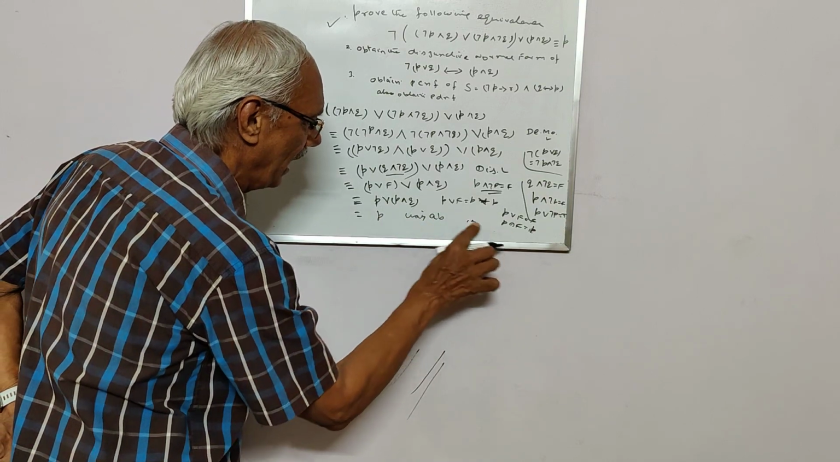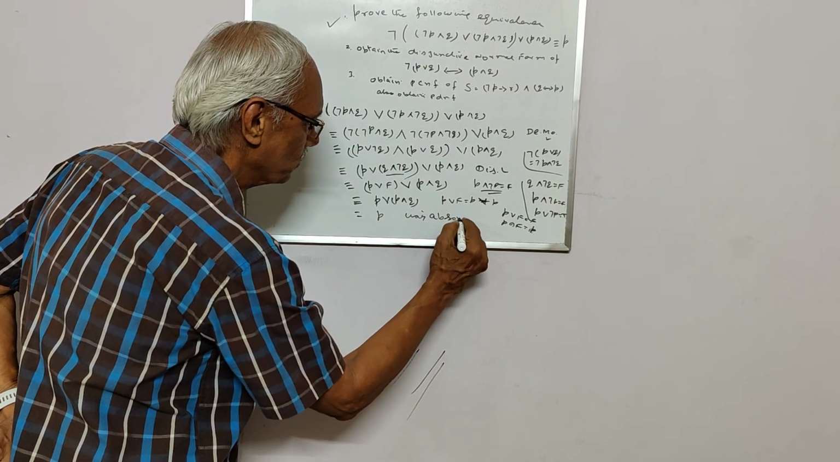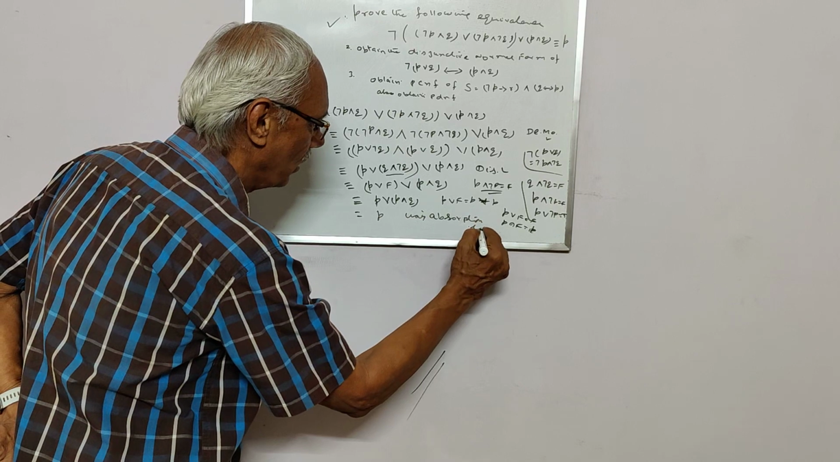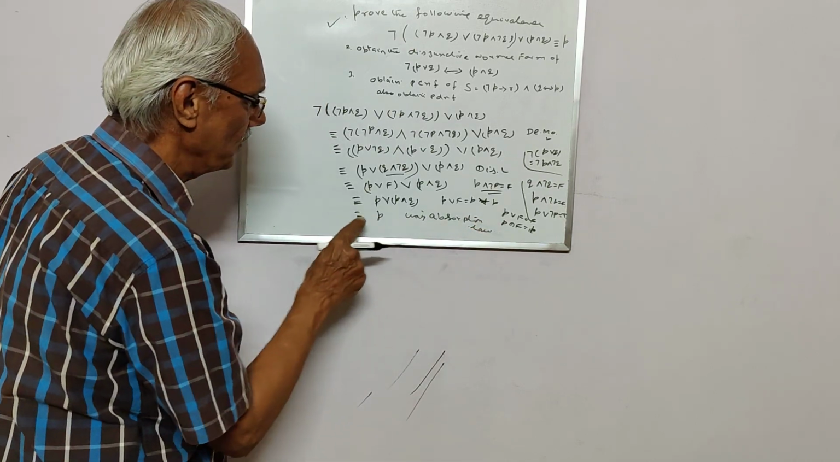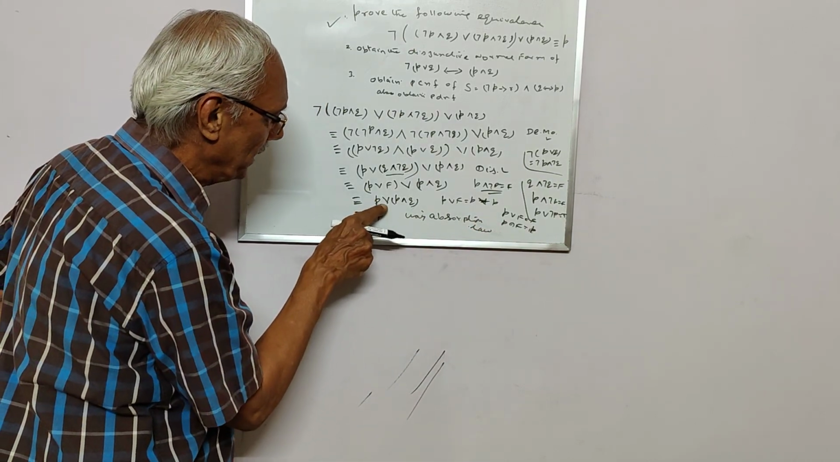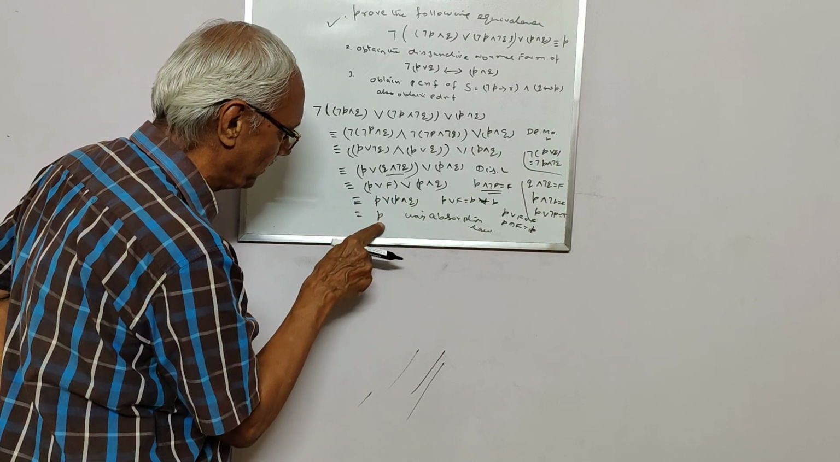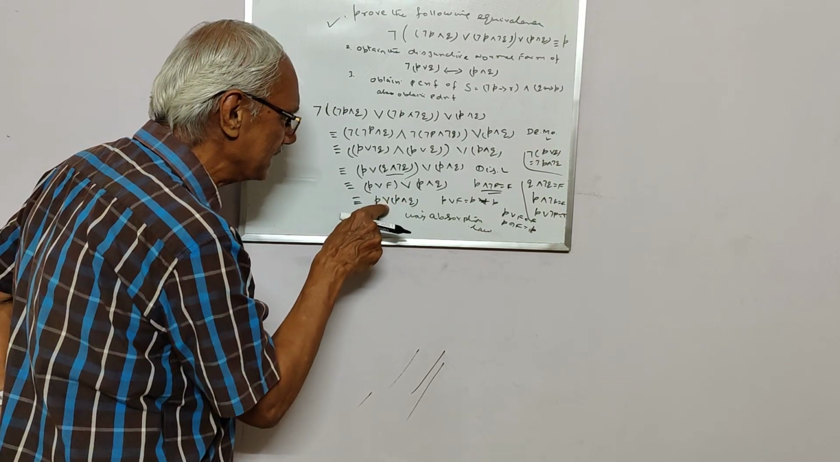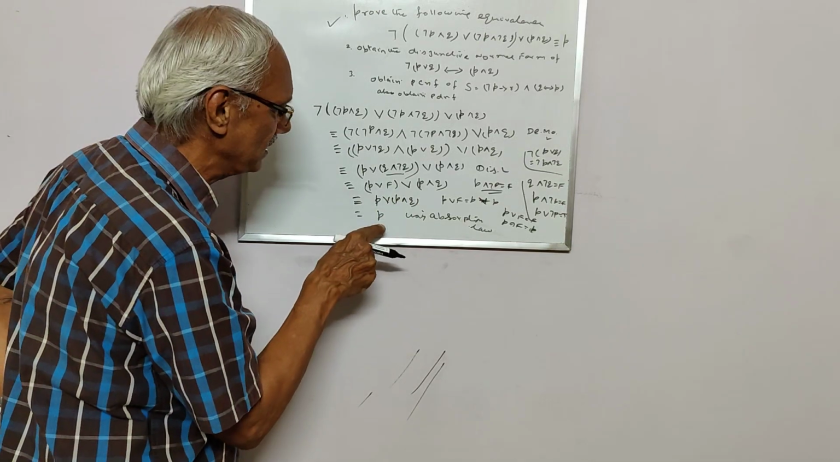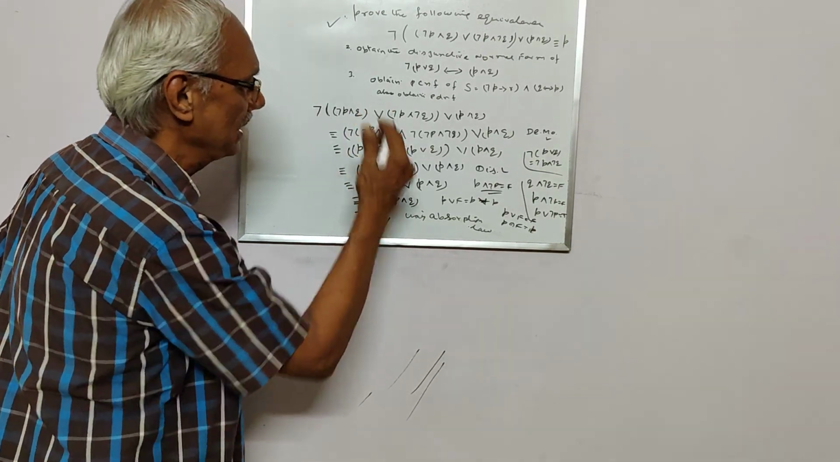It is called the absorption law. Absorption law means P union P intersection Q is equal to P, or it can be P intersection P union Q. In both cases this will be true, and we have got the answer in this.